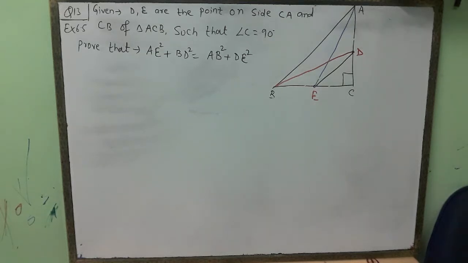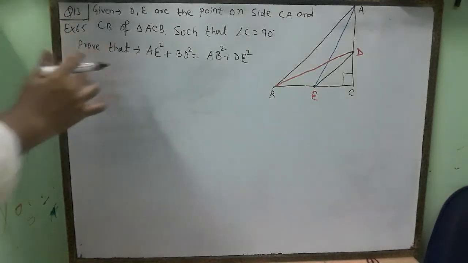It is given that D and E are points on sides CA and CB of triangle ACB such that angle C is equal to 90 degrees. Prove that AE square plus BD square is equal to AB square plus DE square. We have to prove this one. As I have made the figure also, just see the figure and analyze things.